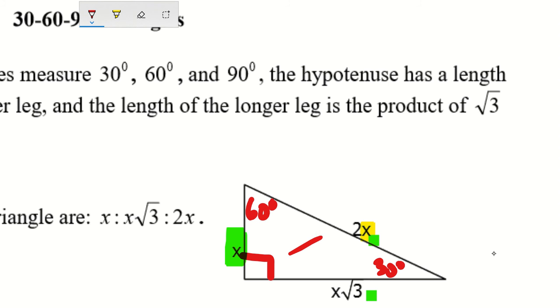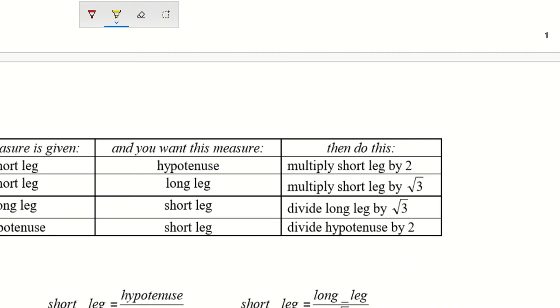To find the hypotenuse, all you have to do is multiply this number times 2, and you get this one. If you want to get the other one, the one in front of the 60, all you have to do is take this number, the x, and multiply it times the square root of 3. So this is something that always happens with the 30, 60, 90. And the other relationship is the 45, 45, 90.